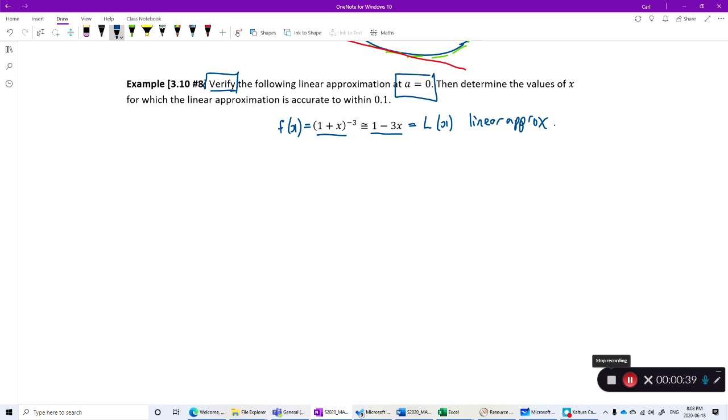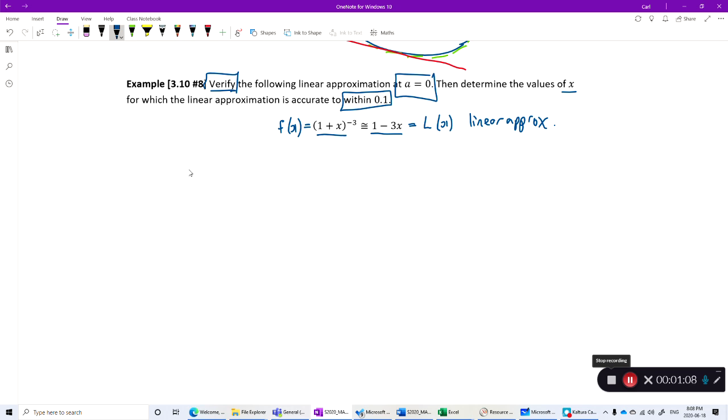Now this is a key point. Notice that at every different a, so if I chose a different a value, I would have a different tangent line and therefore a different linear approximation. So you always have to say at such and such a point. Okay, then we're going to use it to determine the values of x for which the linear approximation is accurate to within a certain amount. That sounds like a lot, but we'll figure that out when we get there.